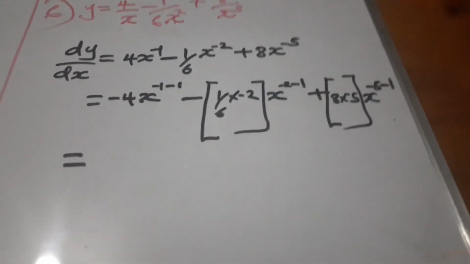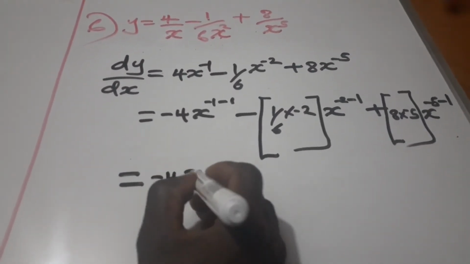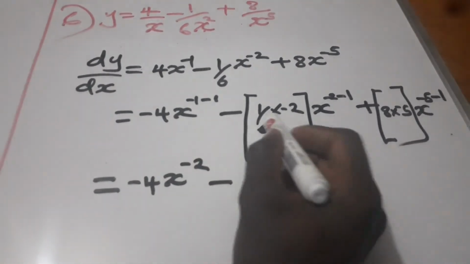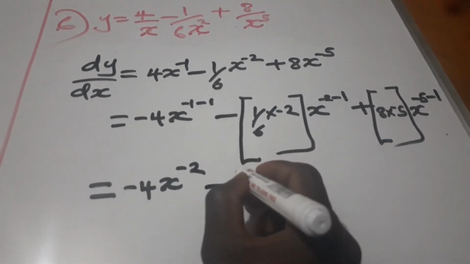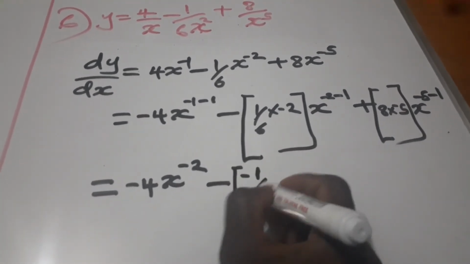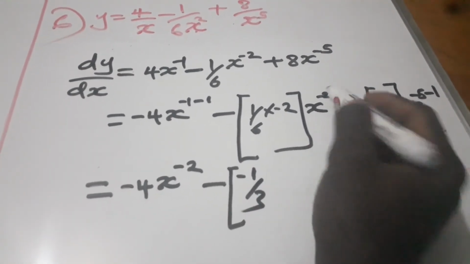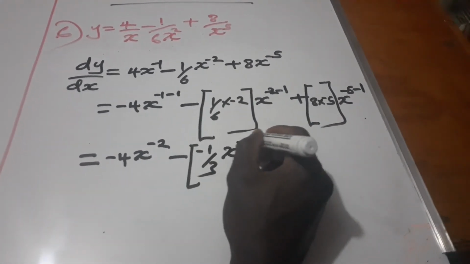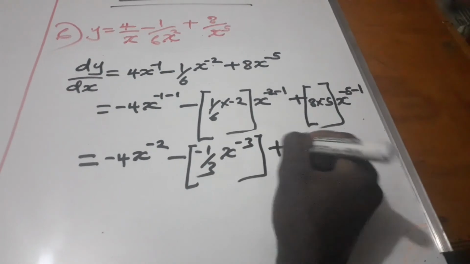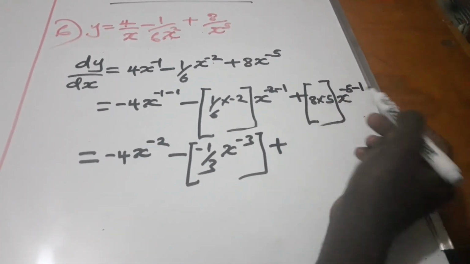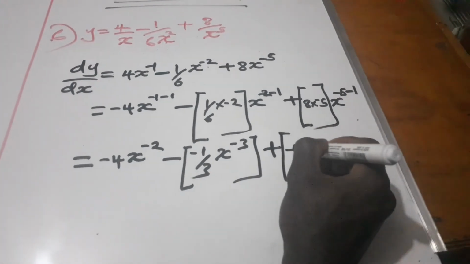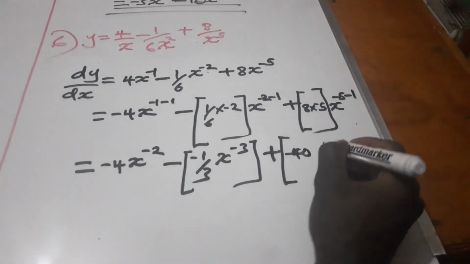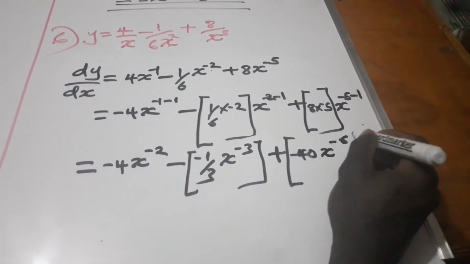So we're going to simplify all this further. Negative 4x, negative 1 minus 1 is going to give us minus 2. This multiplied by this is going to give us minus 1 over 3, and then negative 2 minus 1 gives us minus 3. Plus minus 8 multiplied by minus 5 gives you minus 40, and then x raised to power negative 5 minus 1, which gives us x raised to power negative 6.